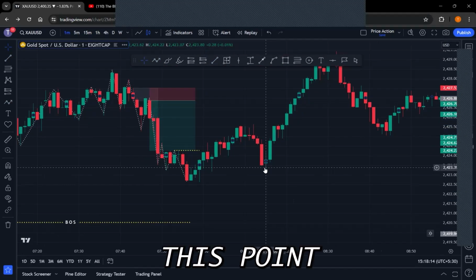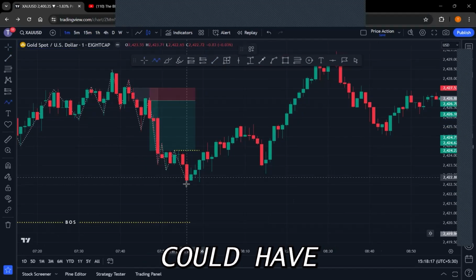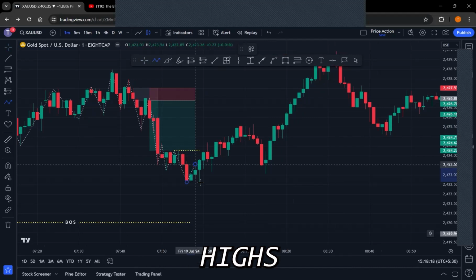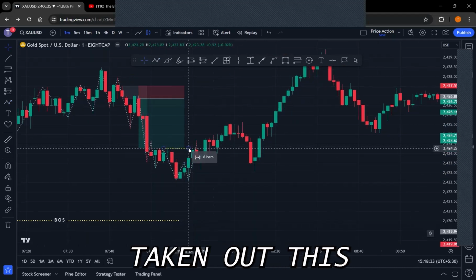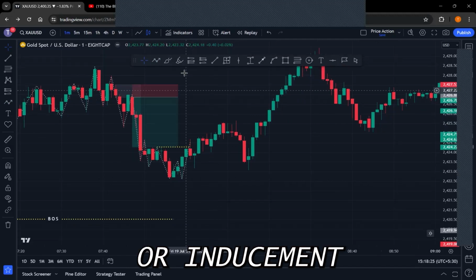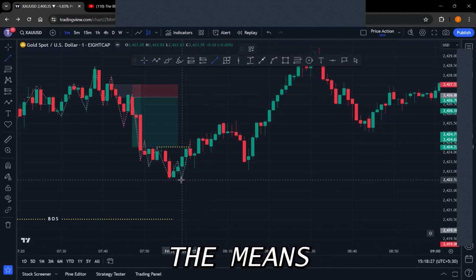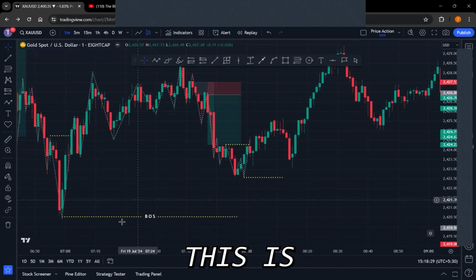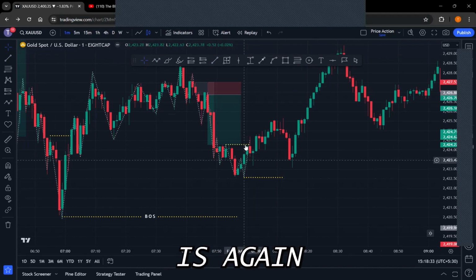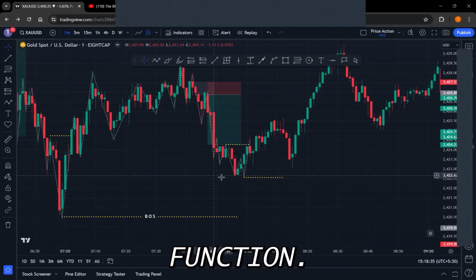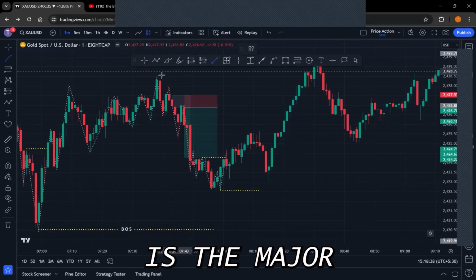So now from this point, what did happen? The price another time started creating major higher highs and higher lows from here, and you can see that the price has taken out this previous liquidity or inducement in the market, from where we can say this is the major support internally. Okay, this is the major support over here, but this is internal major support in the market because the price has again taken out the inducement in the internal function. Now, what happened over here? Because this is the major resistance.